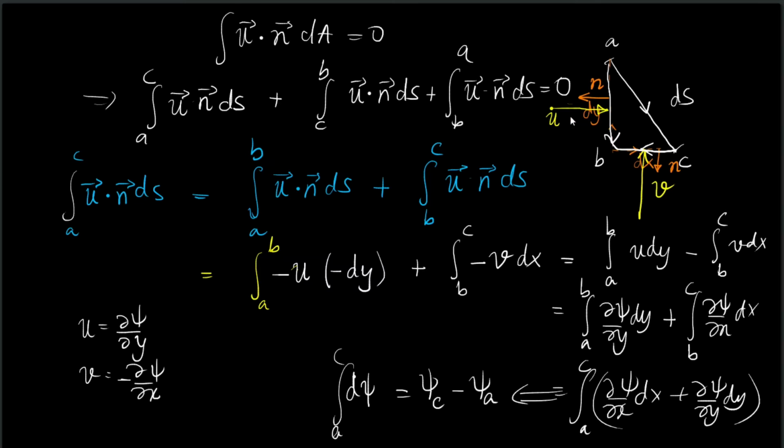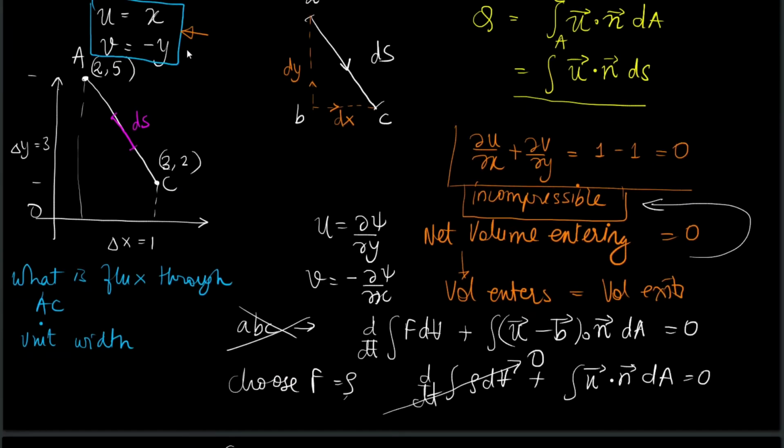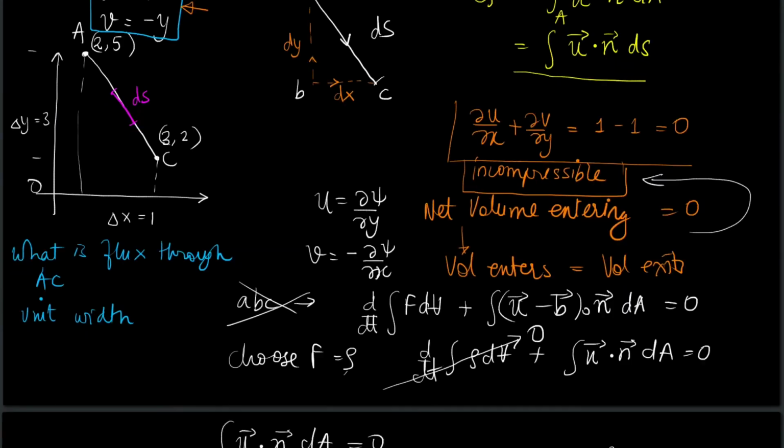So therefore the flux through this particular surface is simply equal to the difference in the stream function between the 2 points, and this is true regardless of the curves joining A and C. It can be anything. So now it's just a matter of finding out psi C minus psi A. For that purpose we must find out what psi C and psi A are. Let us do that.